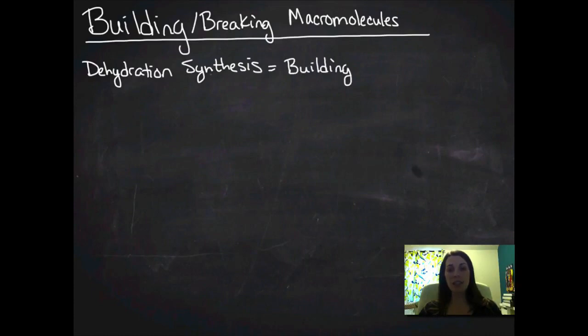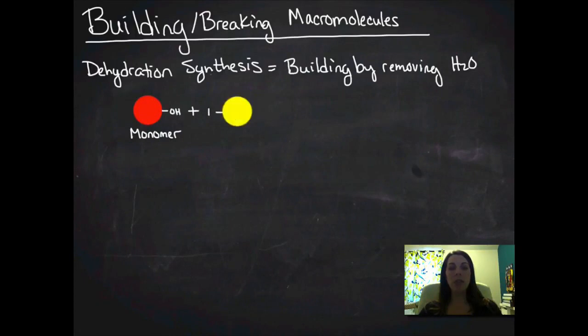Dehydration synthesis. Synthesis means I'm building, and I'm building by removing water specifically. So I'm going to take a monomer, and then I'm going to take another monomer. And if you look at these monomers, when we're looking at these biological molecules, it's very common to have a hydroxide group, an OH, and then a hydrogen on an opposite side. So the way that I'm going to do this is I'm going to remove the hydroxyl group from one monomer, and then the hydrogen from another.